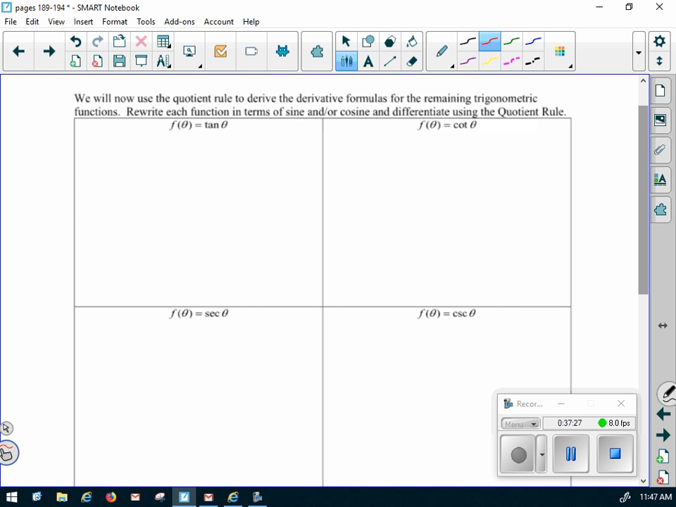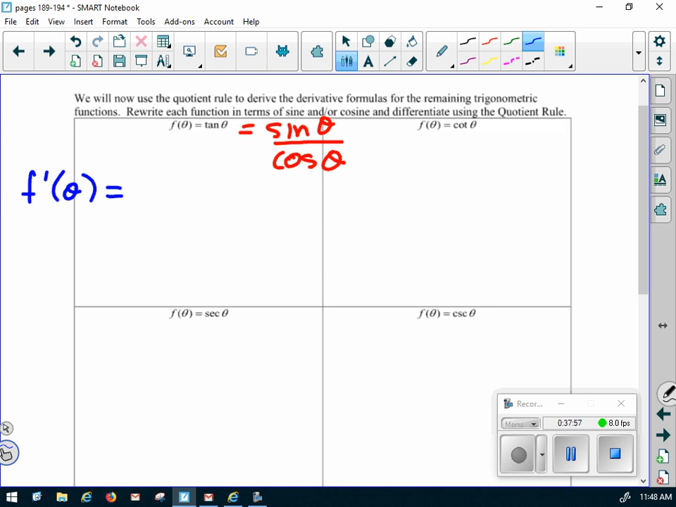So we're going to do the quotient rule. We are not going to do the limit process. You say, well, that's not a fraction. I can make it one. What is it as a fraction? Top is sine theta. The bottom is cosine theta. Here we go. F prime of theta.